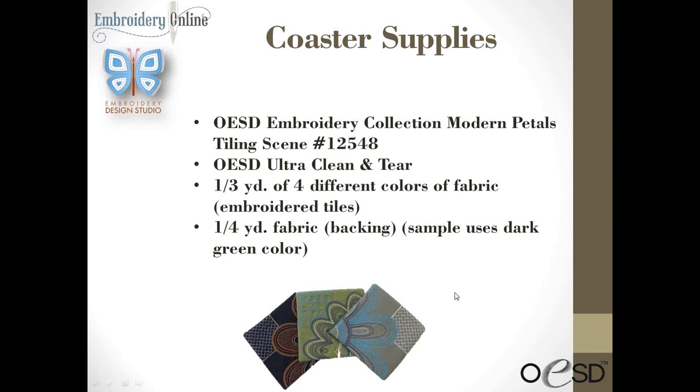The last project that we're going to make is the coasters. For the coasters, we have 2 different options. Again, use your Embroidery Collection Modern Petals Tiling Scene 12548 and the OESD Ultra Clean and Tear medium weight tearaway. 1/3 of a yard of 4 different colors of fabric if you want to make 4 different tiling scenes or 4 different coasters, and 1/4 of a yard of backing. Our sample used the dark green fabric again.